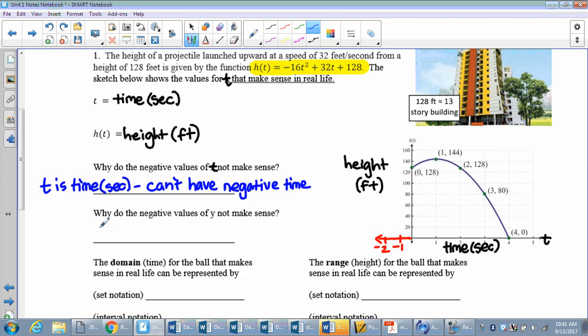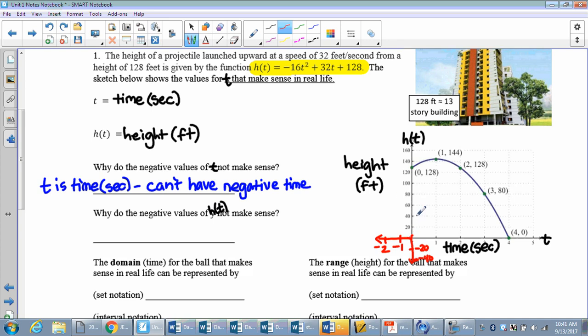Now let's think about the second question. Why do the negative values of y not make sense? You can either leave that as a y, or our notation for the y-axis or the y values is h of t. Well, let's see. Let's add to this axis. Let's go down a little bit. This is counting by 20, so negative 20, negative 40, if I was extending the y-axis down. These y values represent height. Can we have negative height?